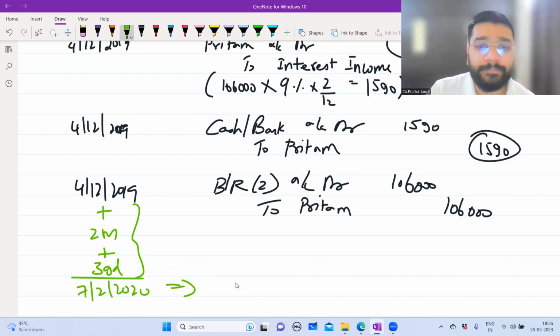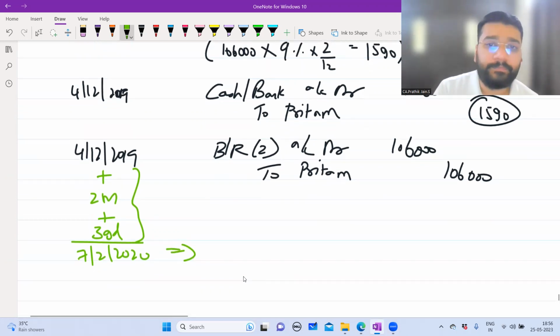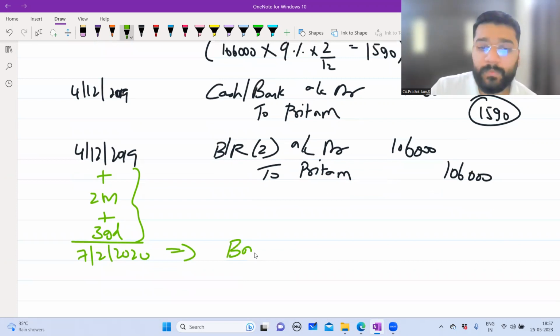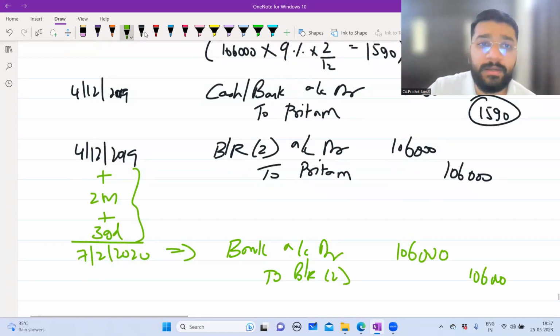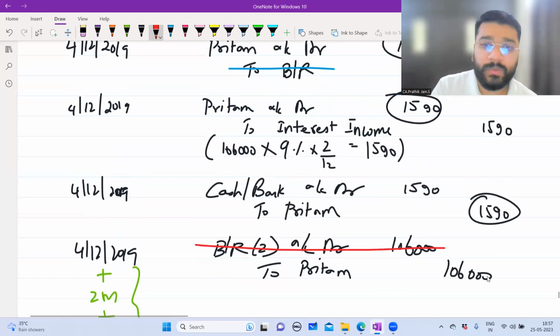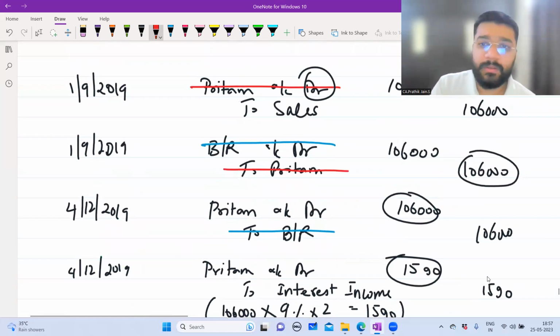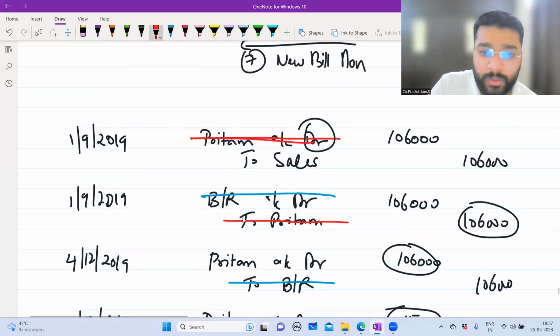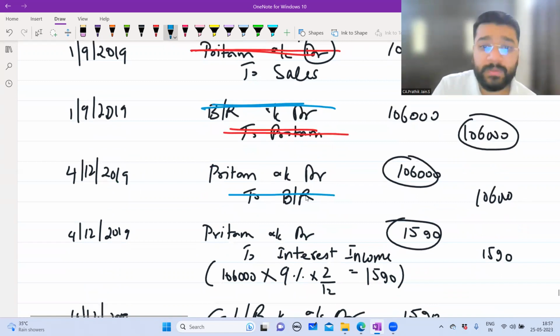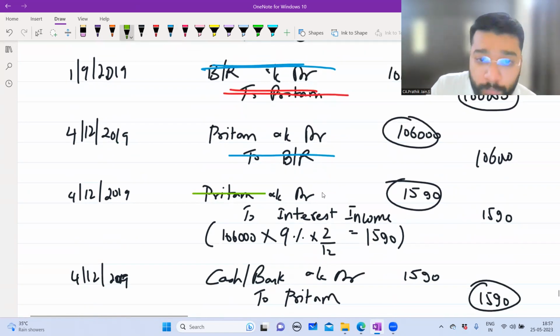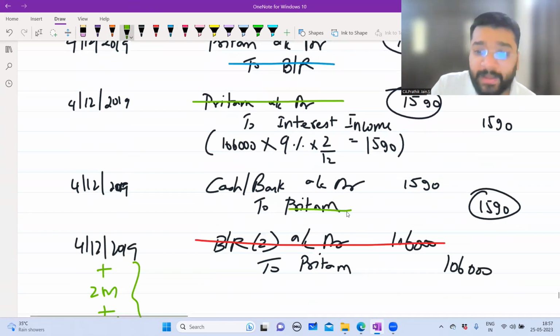So what will be the receipt entry? Bank account to bills receivable. Bank or cash account debit to bills receivable, 1,06,000. So if you see here, bills receivable account is opened here, closed here. If you come in order, guys, originally Preetham account is opened here, closed here. Then later bill of exchange, first bills receivable one was opened here and closed here. Then Preetham account was opened here to the extent of 1590, closed here 1590.